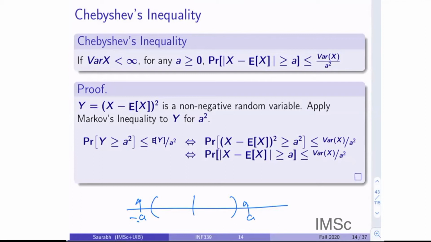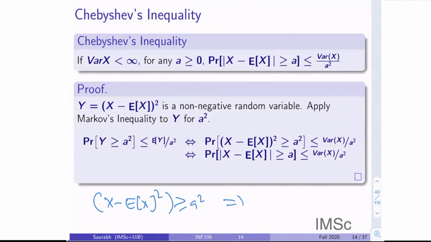So in other words, when can we say that (x minus E[x]) squared is greater than or equal to a squared? If and only if x minus E[x] is less than or equal to minus a, or x minus E[x] is greater than or equal to a. So this is captured crisply by this mod value.